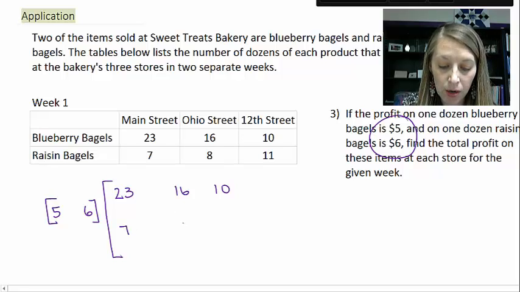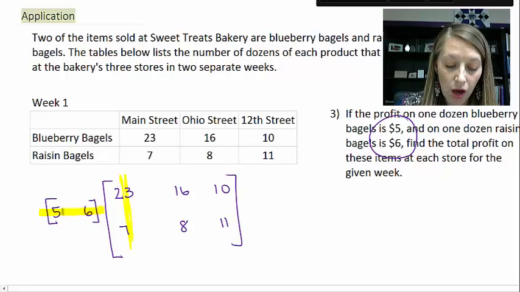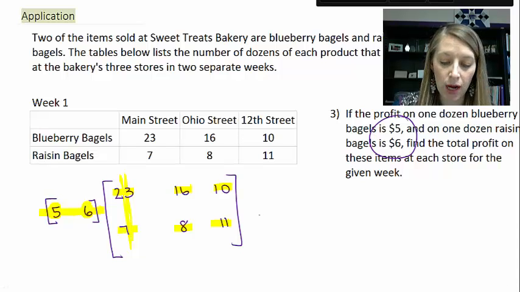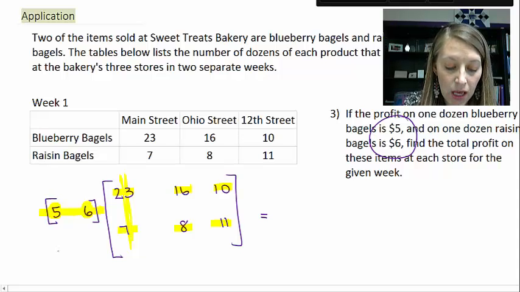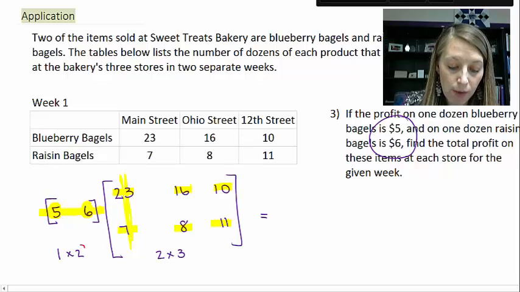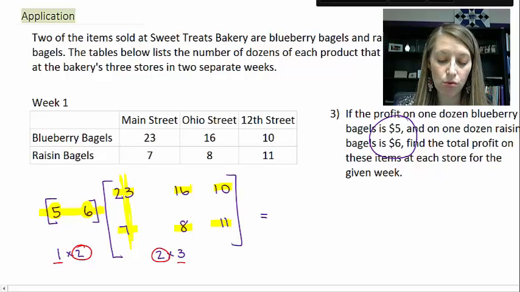Because remember, this number of rows needs to match this number of columns. And so my 5 goes with my blueberry, and my 6 goes with my raisin. So this way, everything matches up correctly. All right, this is a 1 by 2 matrix. This is a 2 by 3 matrix. Of course, my inner dimensions match, and I'm going to end up with a 1 by 3.